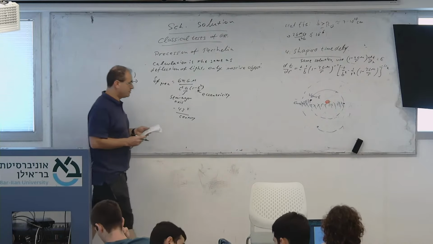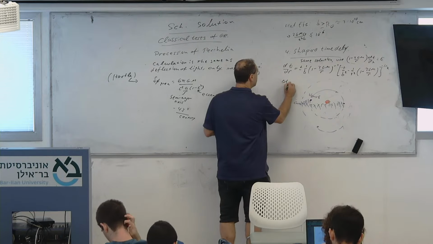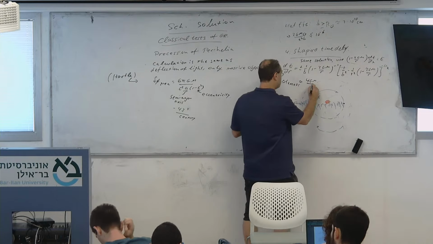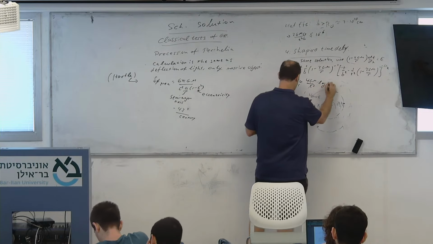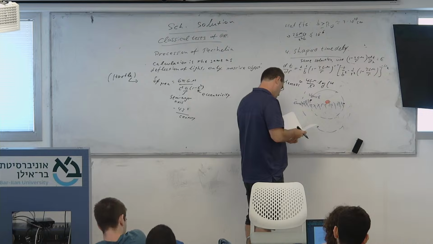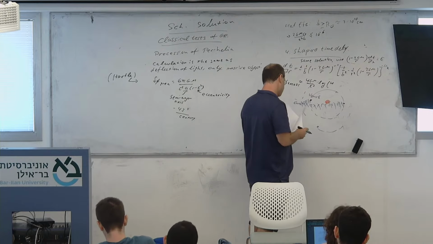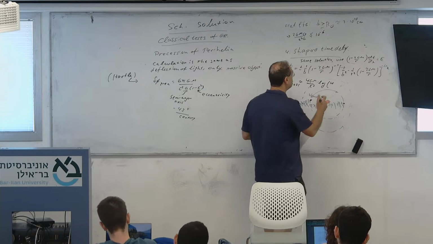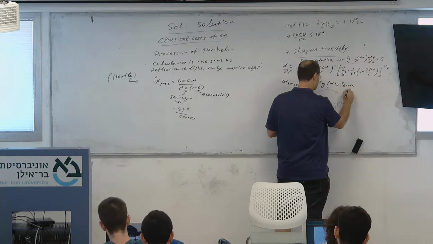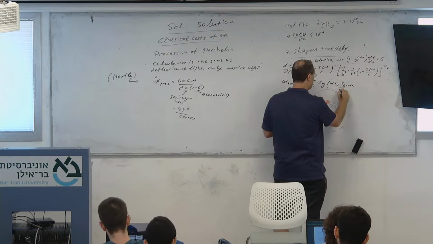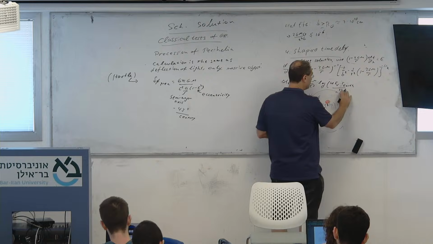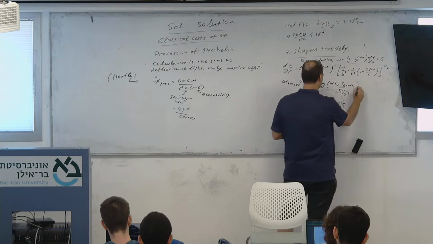So the delta t axis is 4GM over c cubed, log of 4 r Venus times r Earth divided by r1 squared, where r1 would be the b, the closest approach to the sun, plus 1.